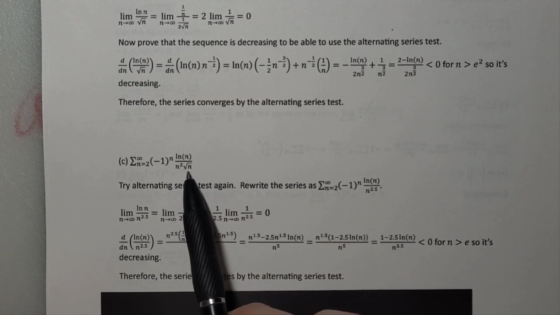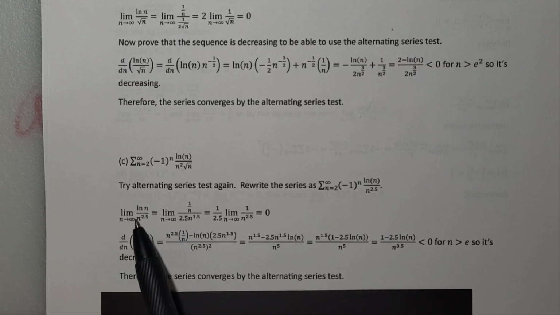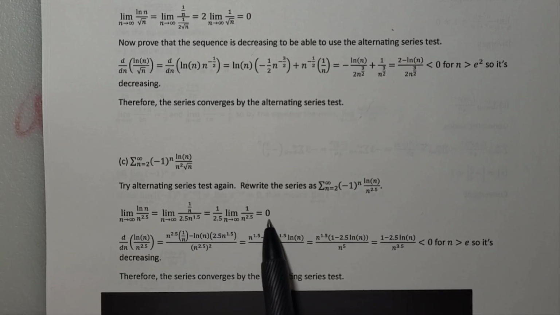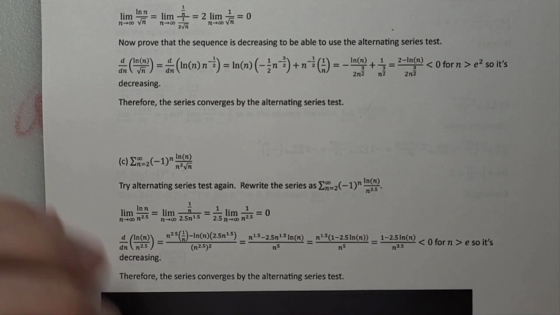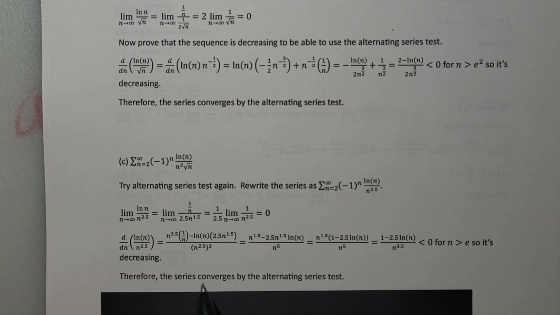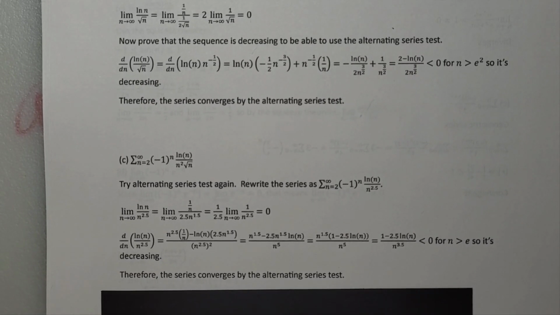So n squared square root n, you can rewrite as n to the 2.5 power. So go through the motions of finding that limit, it's 0, and then take the derivative of this guy. Is it decreasing? It is after some point. So you can pause the video and go through the work if you need to. So therefore, it converges by the alternating series test.